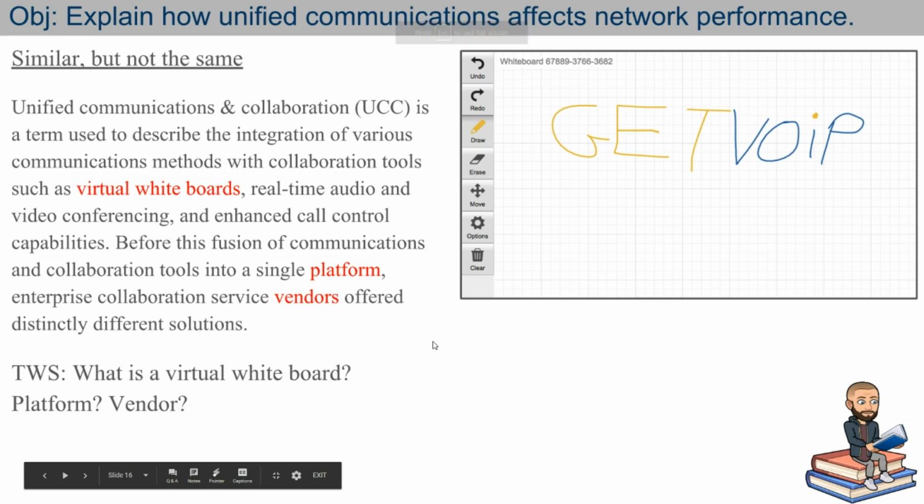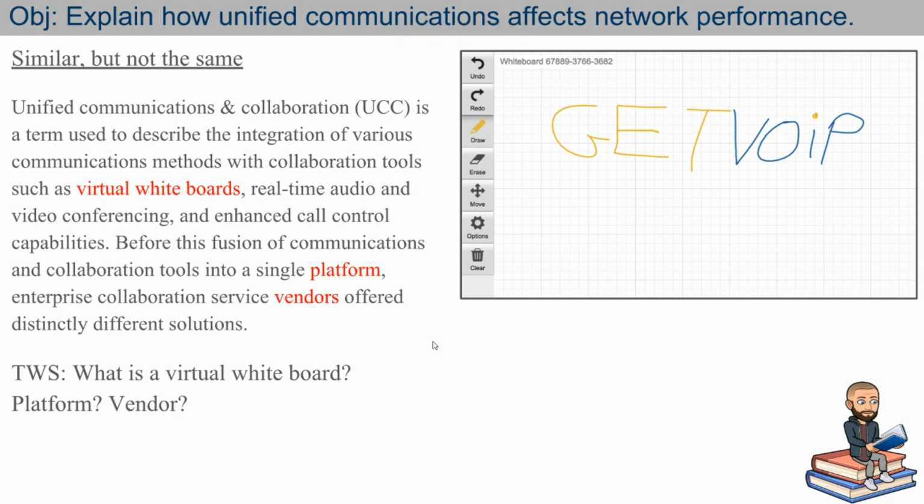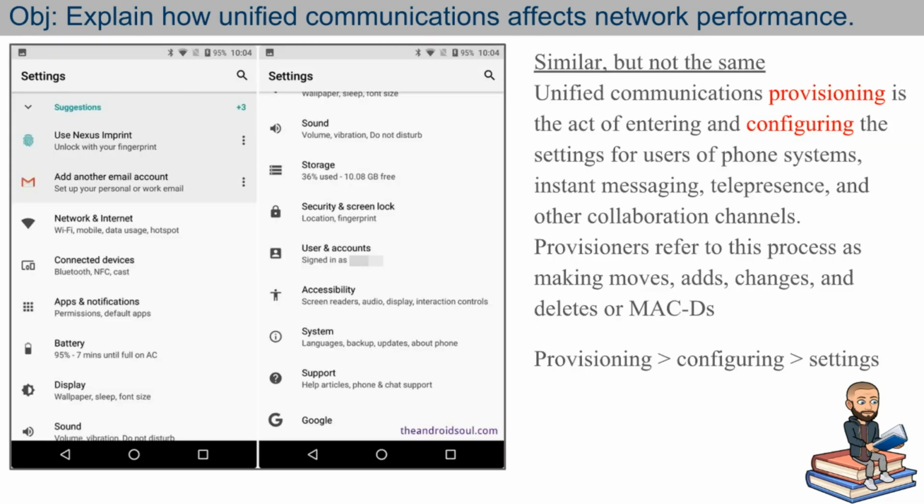Before this fusion of communications and collaboration tools into a single platform, enterprise collaboration service vendors had offered distinctively different solutions. So we're getting into a realm I'm a bit ignorant of. I don't know what that is like. What did the vendors use before? I just don't know.